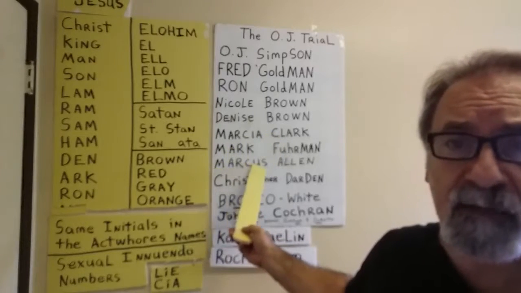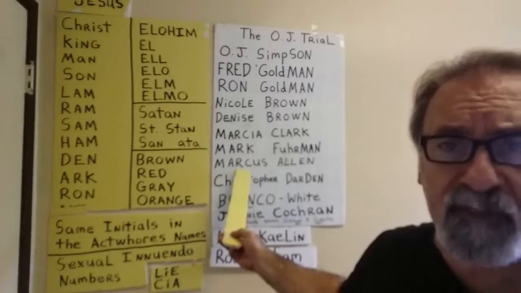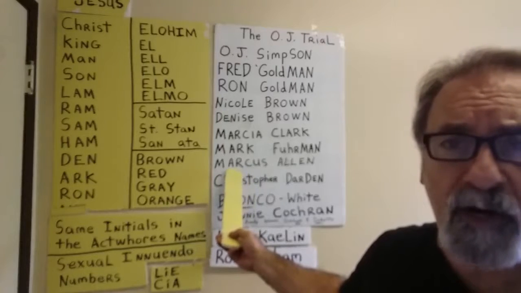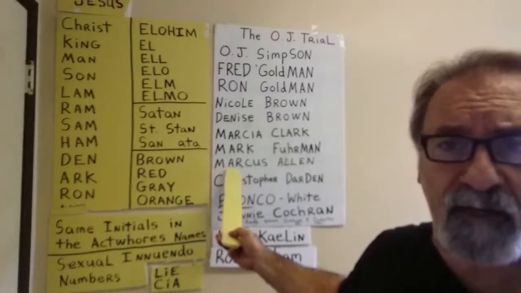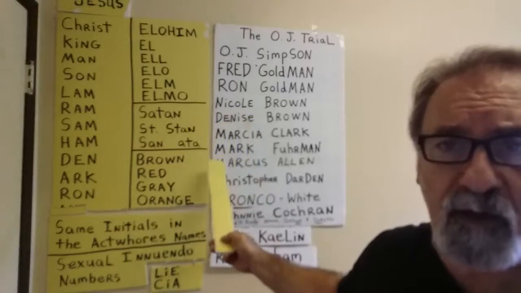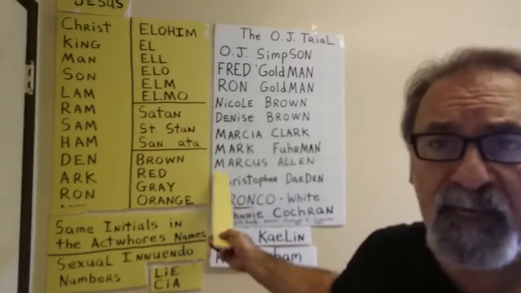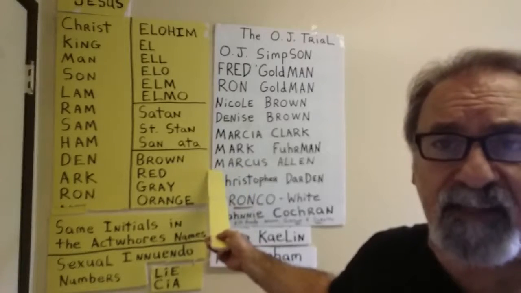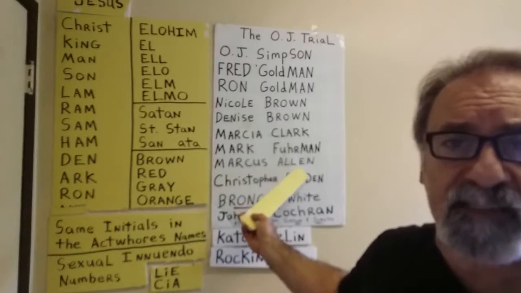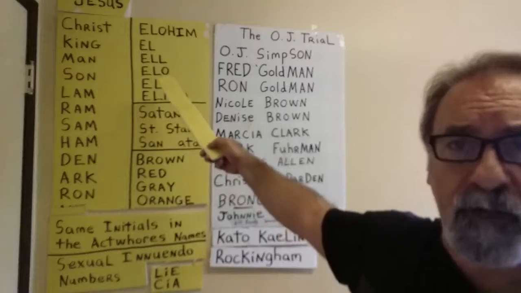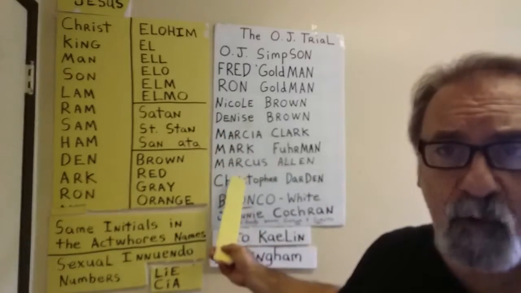Then again, he was one of the people involved in this case too. Marcus Allen. He was kind of a friend of Nicole's, or she slept with him, and OJ was mad at him or something. But anyway, he's got the Ram in his name right there. You understand? And Allen has the ELL backwards. You remember I told you about the ELL, and of course he has the Ram.